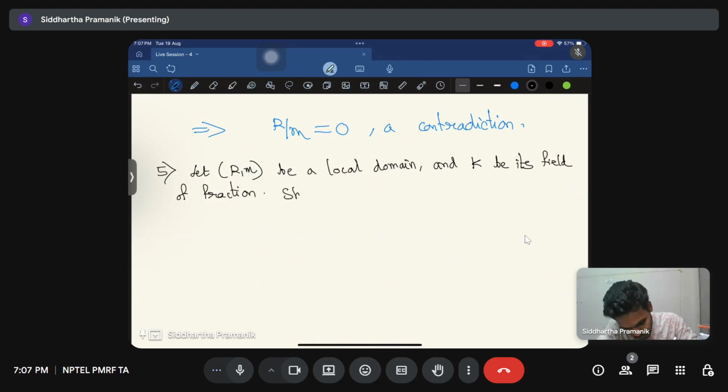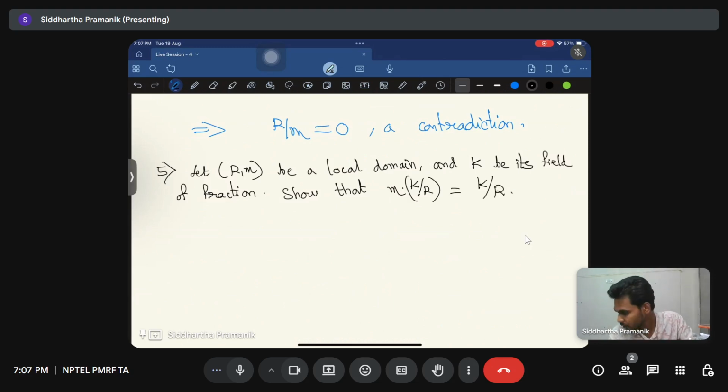Then show that the maximal ideal times K mod R. So K mod R is an R module. So this is equal to K mod R.